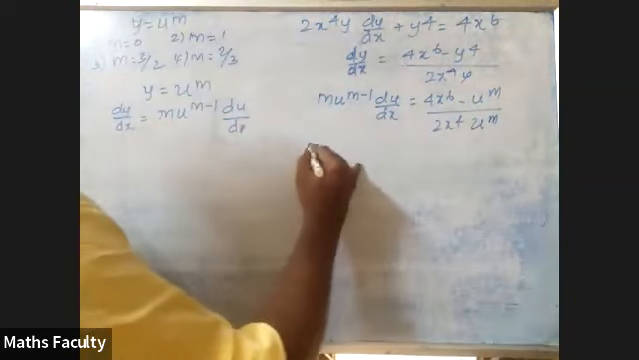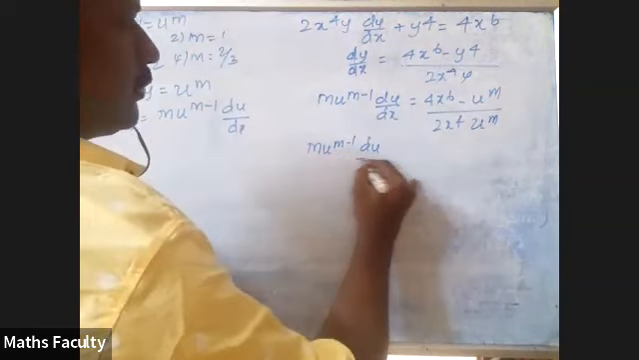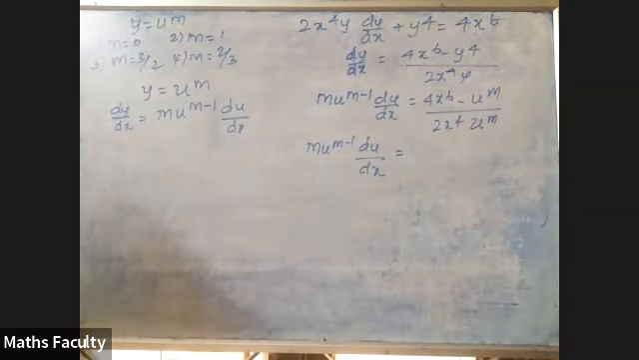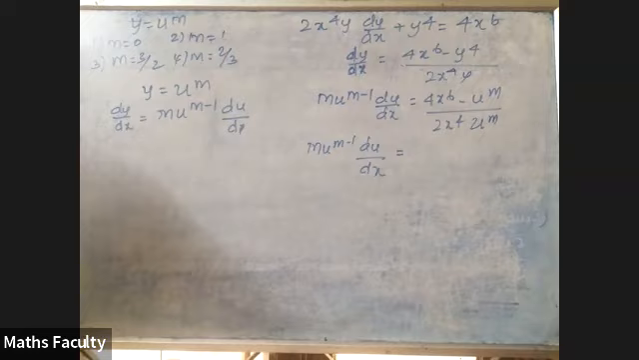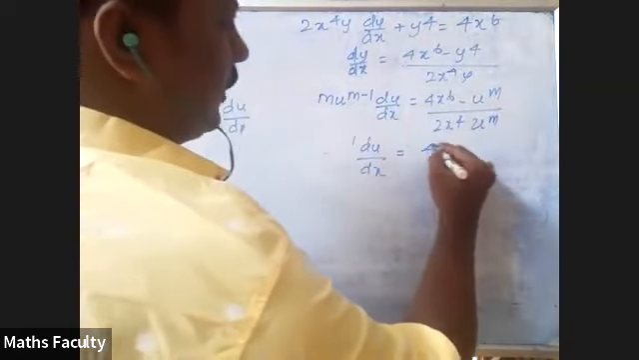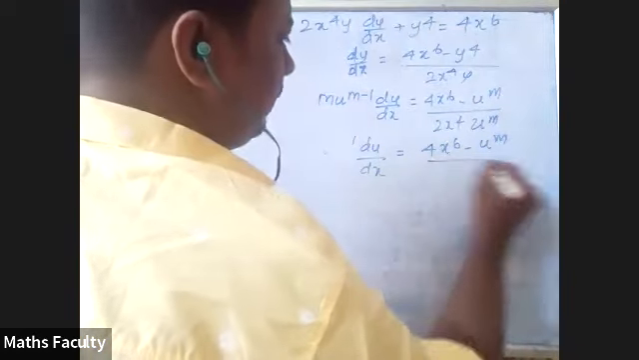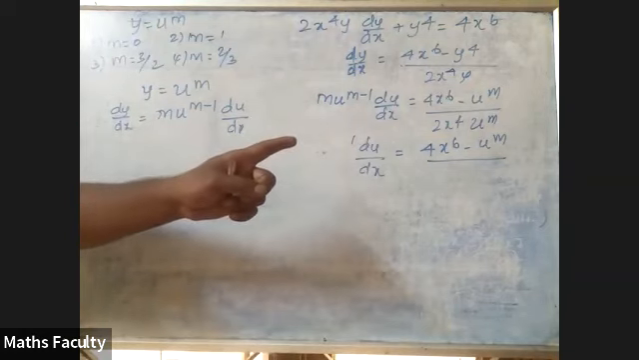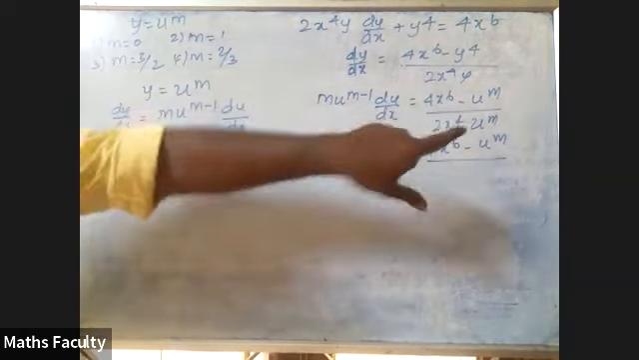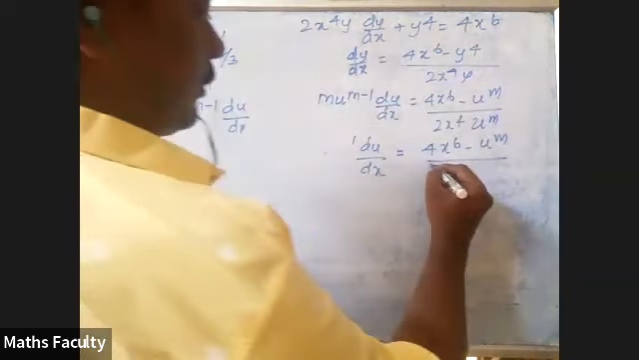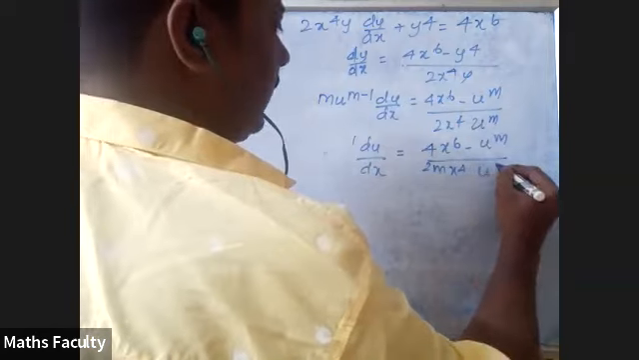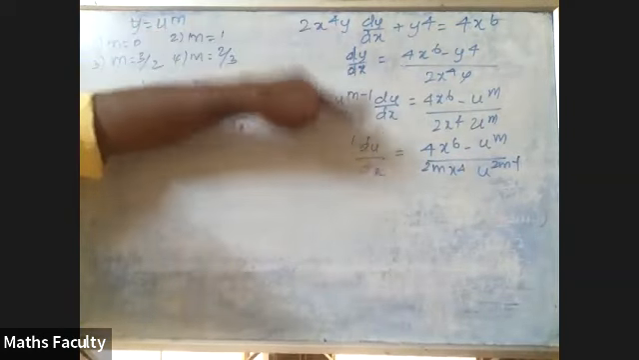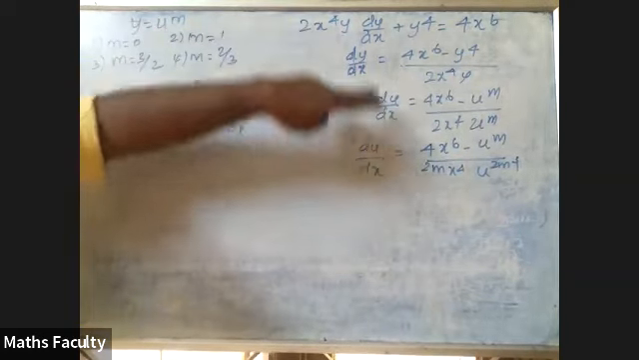So this becomes m u^(m-1) du/dx = (4x^6 - u^(4m)) / (2x^4 u^m). Bringing u^(m-1) down, the powers add: m-1 plus m gives 2m-1, so the denominator is 2m x^4 u^(2m-1). Now compare this du/dx with dy/dx, and forget about the denominator.